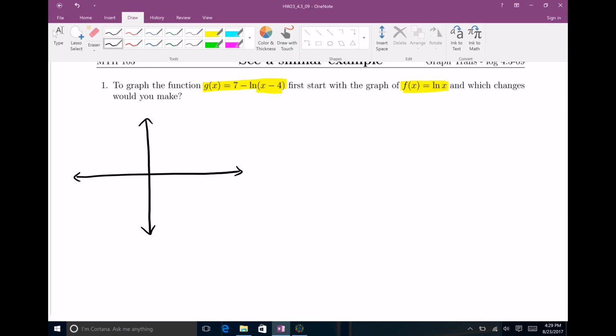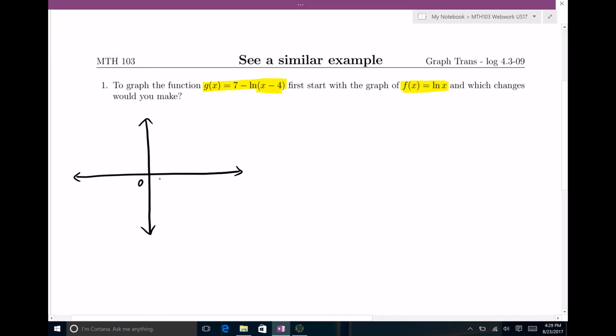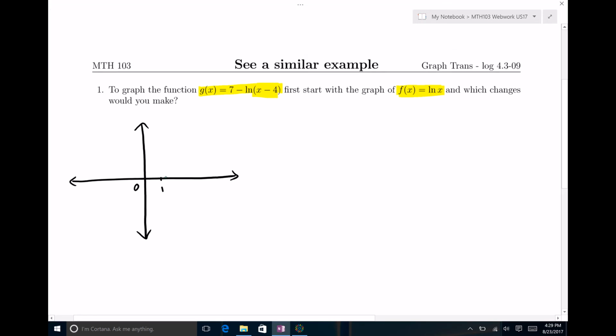Well, first of all, the important numbers are 0 and 1 over here, and the graph of natural log looks somewhat like this. It dips down but never quite touches the y-axis. So this is what f of x equals natural log of x looks like. Now we're going to transform this graph in the order that we usually do, H, S, R, V.